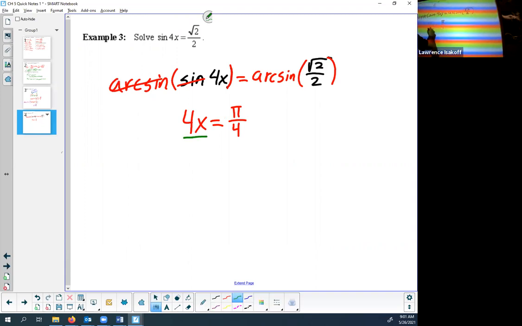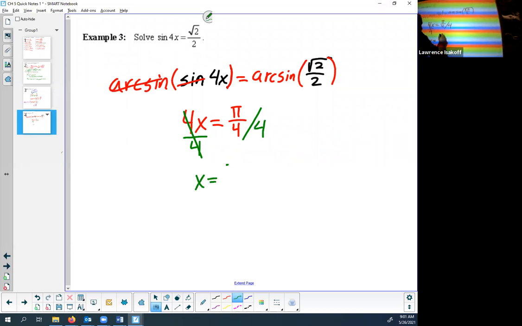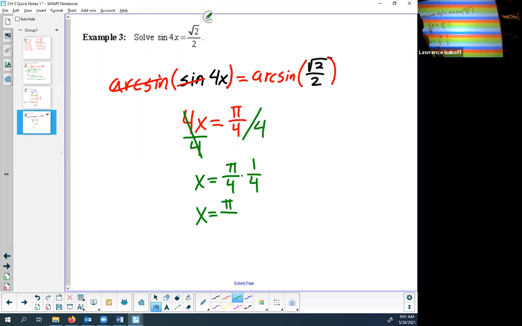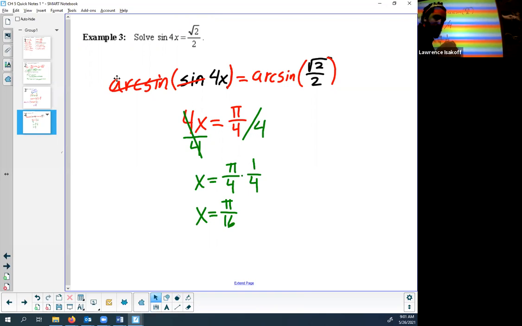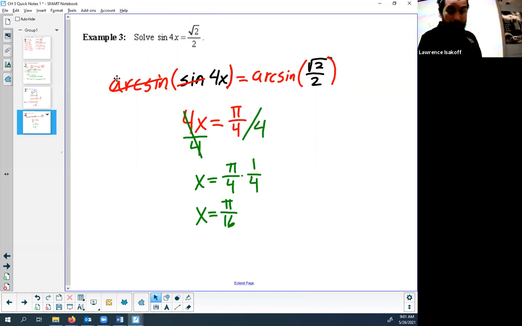So now I'm just going to divide both sides by 4. Well, I don't like dividing a fraction, so I can multiply by the reciprocal of 4. So that'd be times 1/4. So that gives me x equals pi over 16. And that's it.